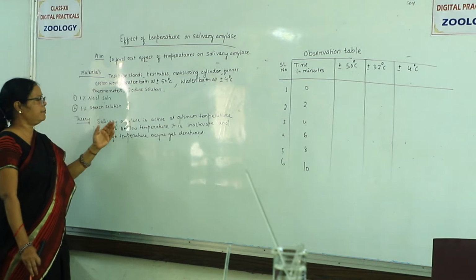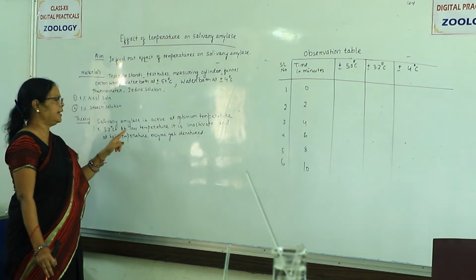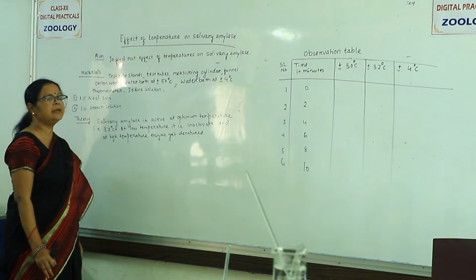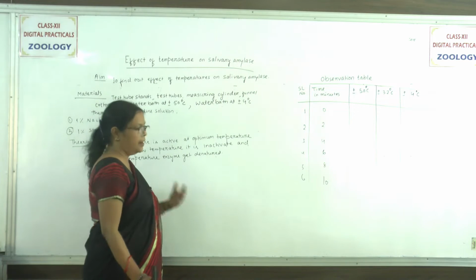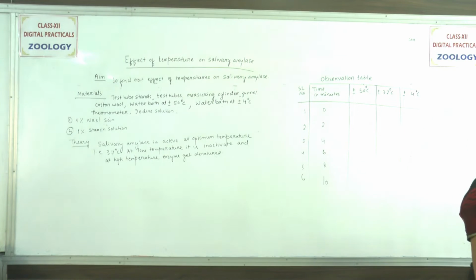Theory: salivary amylase is active at the optimum temperature, that is 37 degrees centigrade. At low temperature it is inactivated, and at high temperature the enzyme gets denatured. So to find this out, you have to arrange 3 sets of test tubes. Here are 3 sets of test tubes, each containing 1 ml iodine solution. This is for 4 degrees centigrade, this is for normal temperature, 37 degrees centigrade, and this set is for 50 degrees centigrade.